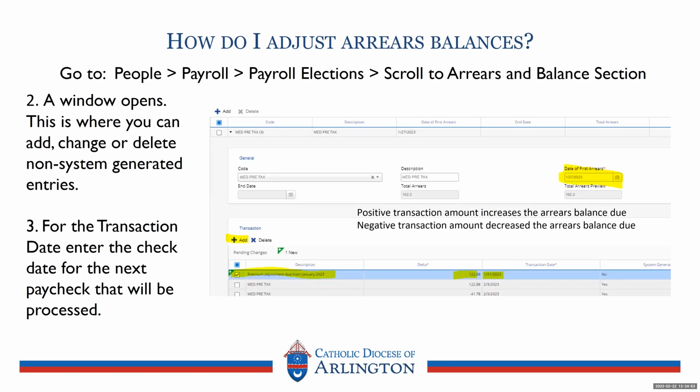In the transaction window is where you can add, delete, or change a non-system generated entry. When adding or changing a transaction, always enter a detailed description of why you're making the adjustment. The amount of the adjustment is keyed under the delta column. Key a positive amount to increase the amount of the arrears balance owed. Key a negative amount to reduce the arrears balance owed. The transaction date should equal the next paycheck date to be processed.